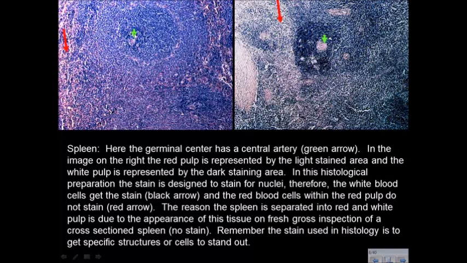This is a central artery right there, surrounded by the germinal center. And all this stuff out here is white pulp, at least most of it. And there's some red pulp here. This is the same thing, but they used a different stain. This stain is kind of bluish purplish, and this is a dark, almost black stain. Central artery, germinal center, red pulp, white pulp. And again, it's not white because of the stain.